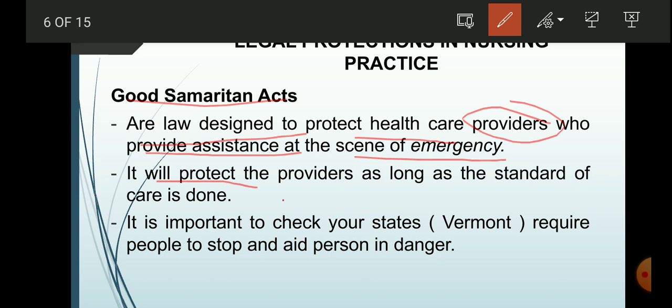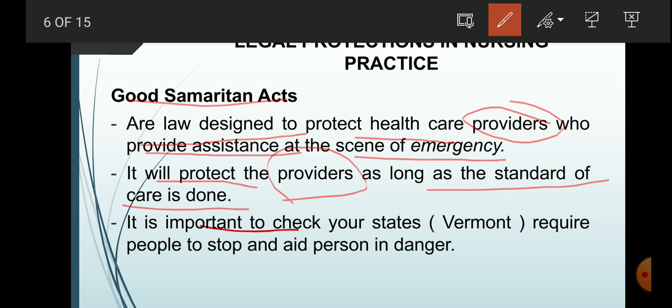It will protect the providers as long as the standard of care is done. So, meaning, you really have to be aware that when you volunteer to help, for example, you are just a passerby and you notice a vehicular accident that needs first aid treatment, you have to be sure that you have enough knowledge to do the procedure. You are not just doing it haphazardly because you are a nurse. You have to make sure you are well equipped with enough knowledge and skills to do that particular procedure.